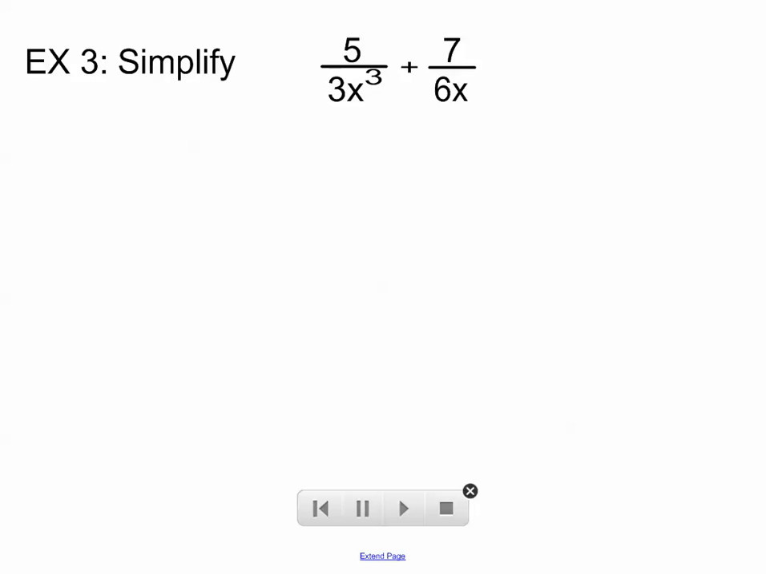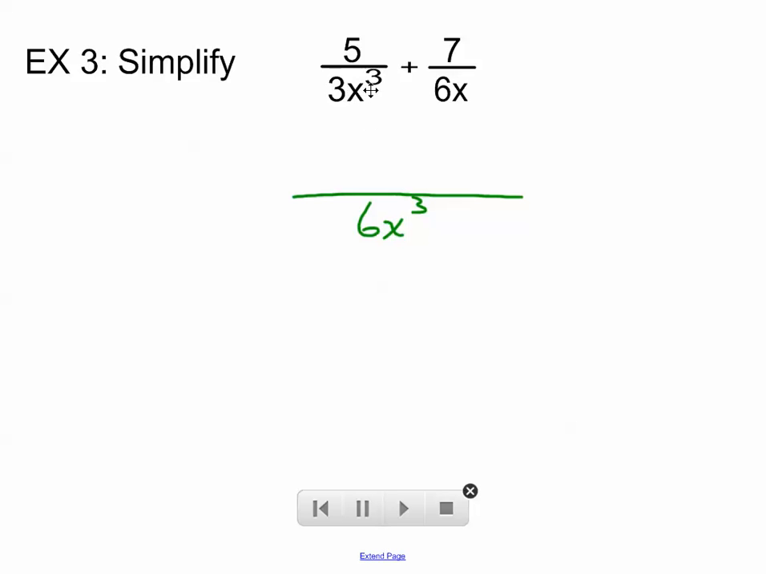All right, so finally we get to one where we don't have a common denominator. So we have to think, what's the least common multiple between 3x cubed and 6x? The least common multiple would be 6x cubed. So that's going to be our new denominator. So we want to make the denominator of each one of these fractions 6x cubed.